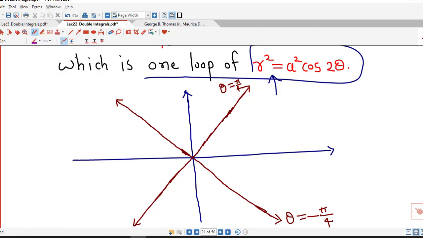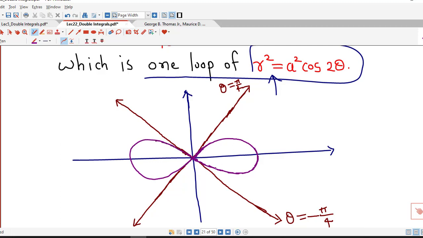So our loops will look like this. One loop is on this side. It must be symmetrical about the x axis, so we have to integrate over one loop only. So we don't have to worry about this loop, but let me sketch the other loop also.